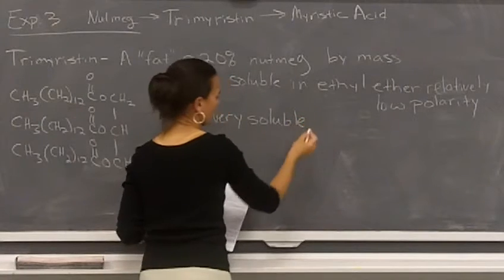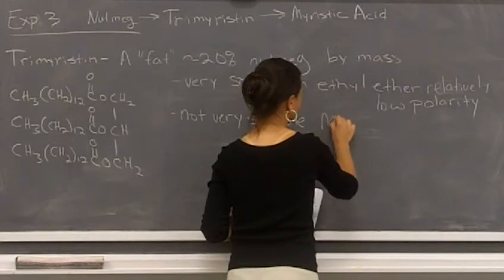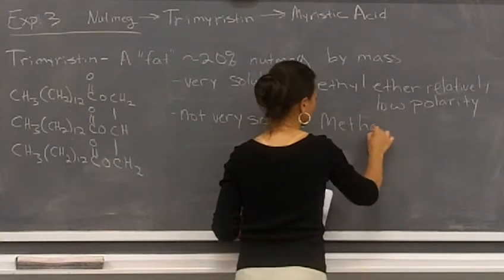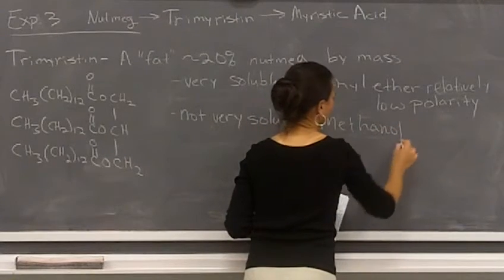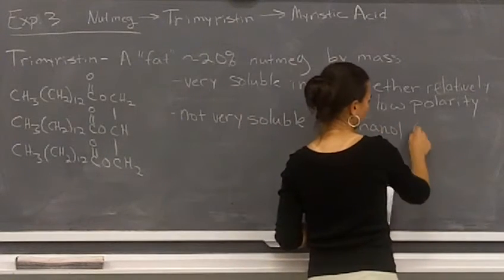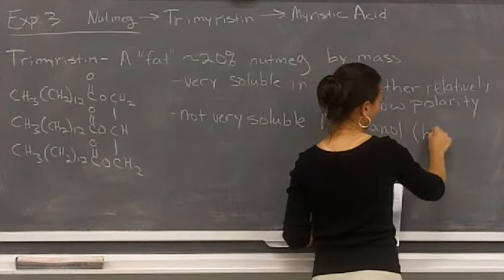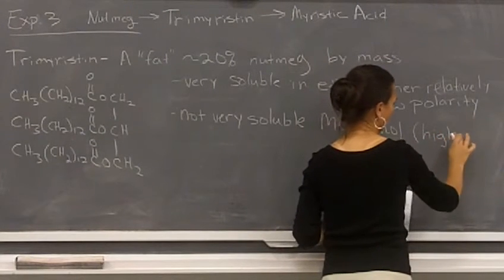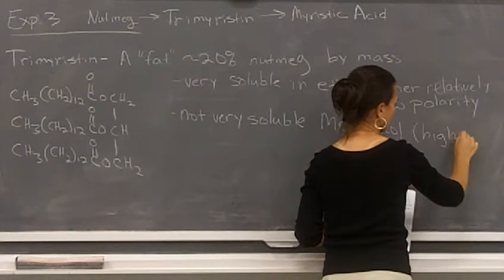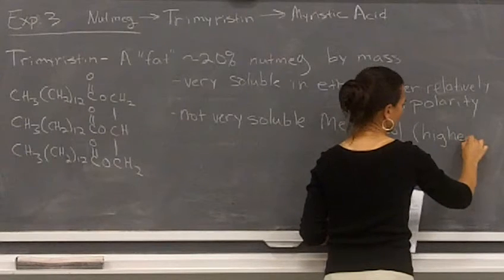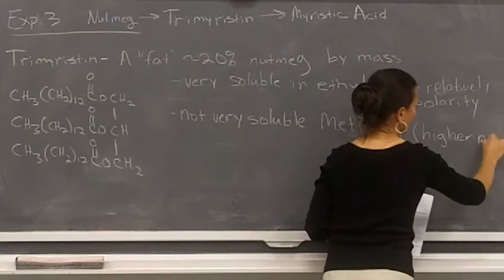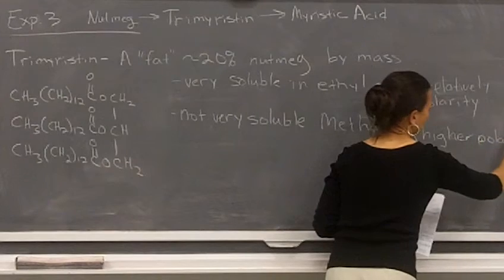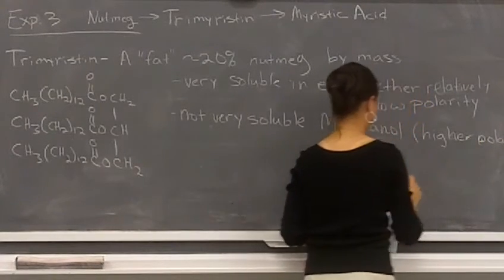So when you think of ether versus methanol, the methanol is a higher polarity solvent. So that's why, with just the CH3OH group, it's much more polar than the ethyl ether.